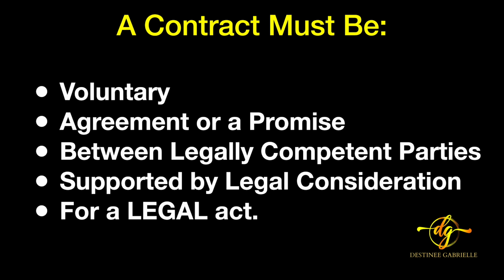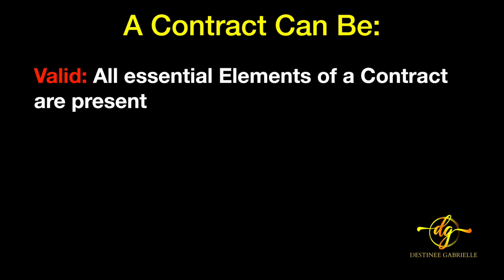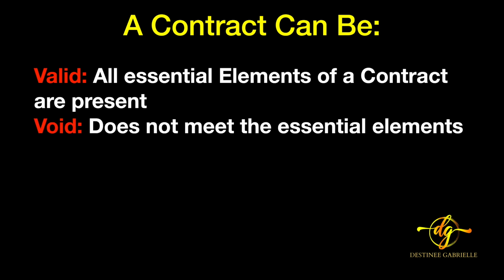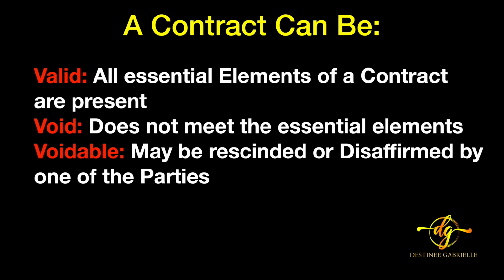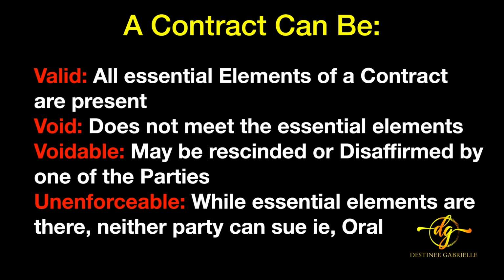Now, those are the things a contract must be. Let's talk about the different statuses of a contract. The first one being valid. That means all essential elements of a contract are present. It could also be void. Does not meet the essential elements, which means it's not a contract. Voidable. It may be rescinded or disaffirmed by one of the parties. And the last one is unenforceable. While all the essential elements are there, neither party can sue. So an example of that would be an oral contract.